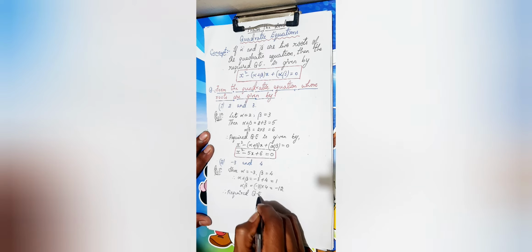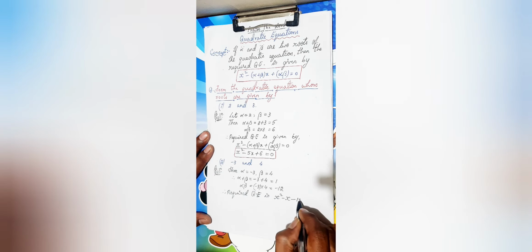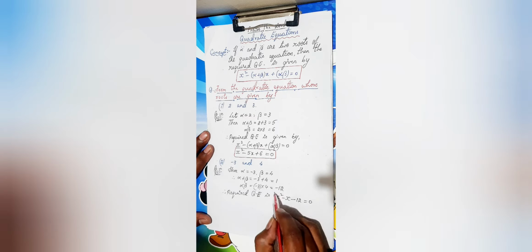Therefore you can directly write the quadratic equation if it is a one marker question. So the required quadratic equation is, remember, x square minus sum of the roots. So what is sum of the roots? It is 1. So 1 into x is x as it is. Next, actually the equation is plus alpha into beta, but because alpha into beta is negative, I'm going to take it as minus 12 is equal to 0. So this will be my required quadratic equation.